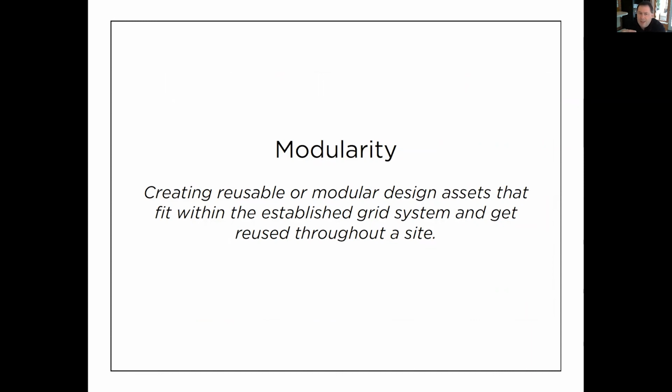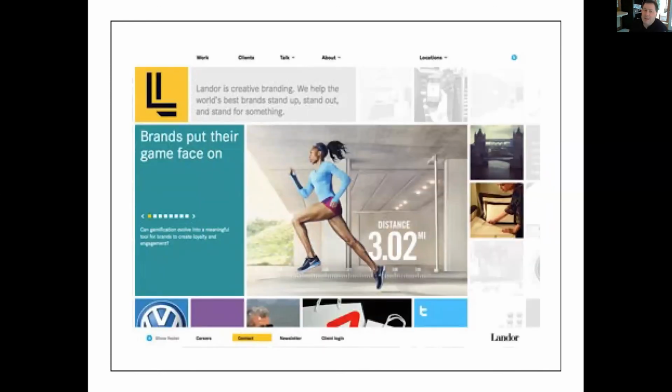Modularity is creating reusable or modular design assets that fit within the established grid system and get reused throughout a site. Modules are separate little blocks that have certain information in them. If you look at this, again, you have the navigation on the top, which can be a module. The logo, this branding element, the picture, this block here, all these different blocks can be thought of as modules, where there are separate areas that have different information in them. This one is more extreme, but it can be rather subtle.